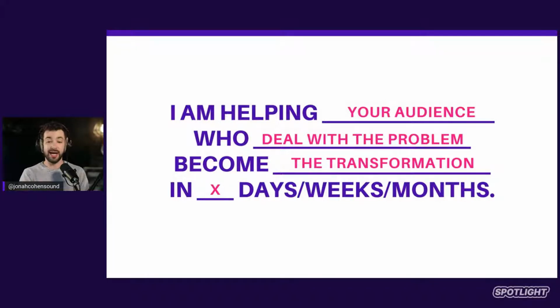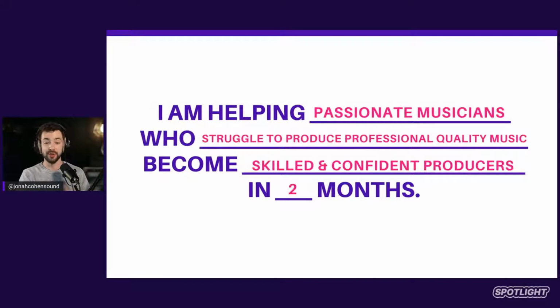But let's look at how this would play out for my own brand. So I am helping passionate musicians. That's my target audience. I want musicians who really care about creating quality music, who struggle to produce professional quality music, become skilled and confident producers in 2 months. That is my transformational promise. And that is what I am sending to prospective students to try and get them in my initial cohort. These are the students who are going to help me develop my curriculum.